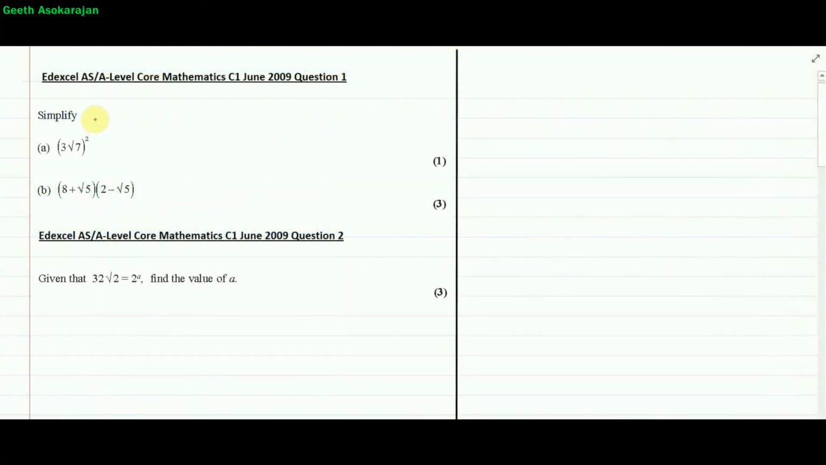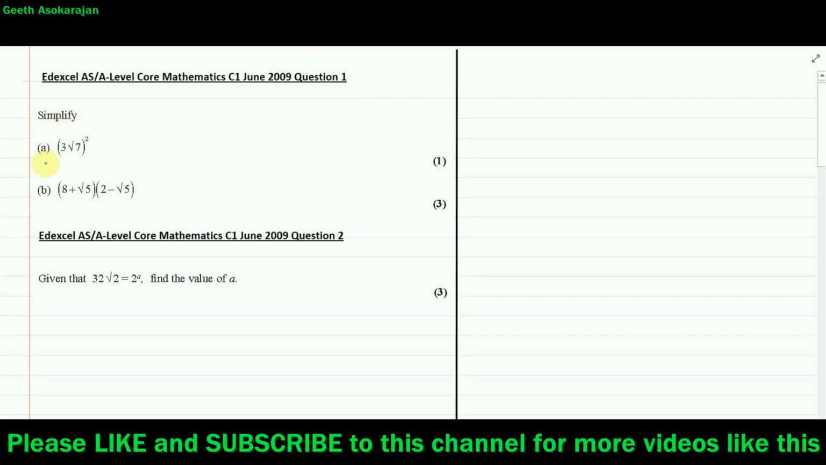Right, another past examination paper question. This was taken from Edexcel. It's a core mathematics C1 question from June 2009, and this was question 1 of that paper. So simplify part A, 3 root 7 squared.